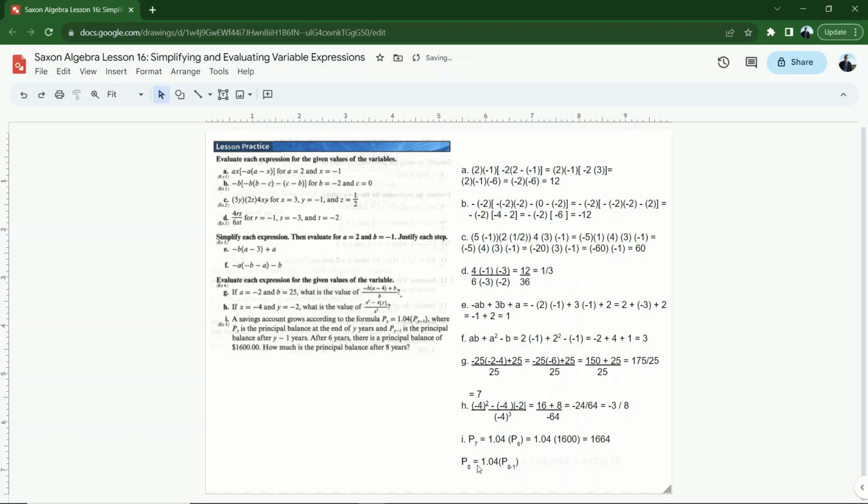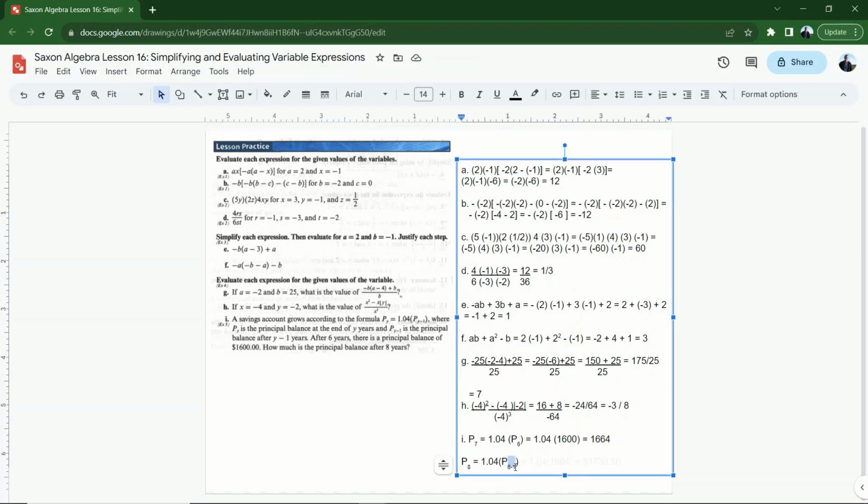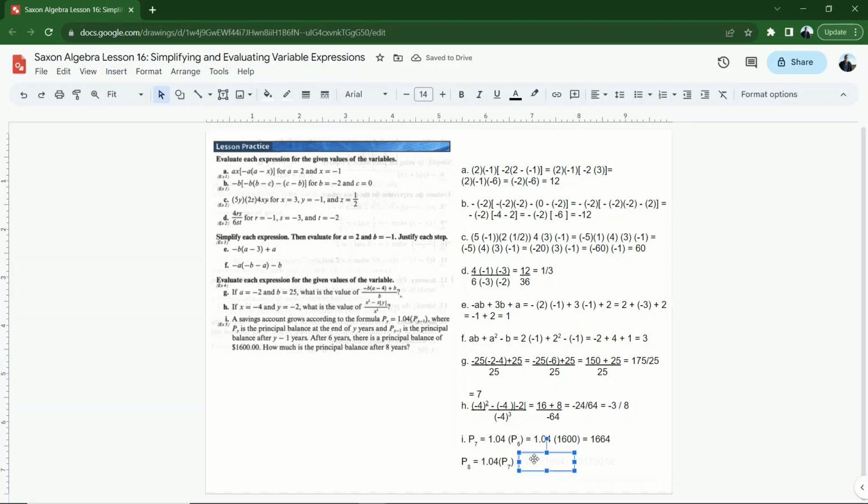Now we're going to take that and we're going to pay it forward. The principal after 8 years is going to be 1.04 times the principal after 8 minus 1 years, or the principal after 7 years. Do we know the principal after 7 years? Well, we do now. The principal after 7 years is 1,664. We plug that in, multiply it by 1.04, and we're left with a total amount in our account of $1,730.56.